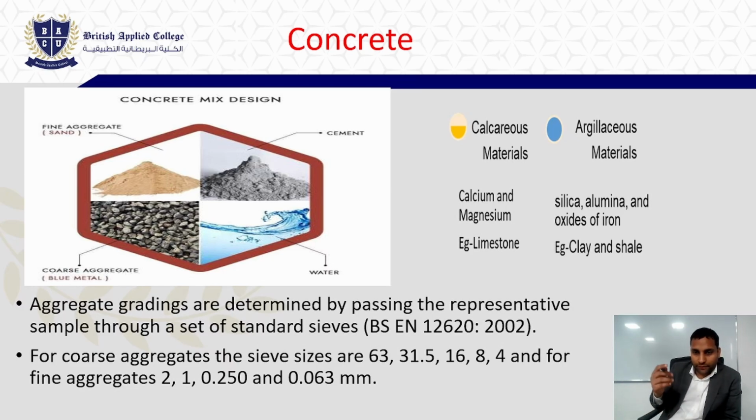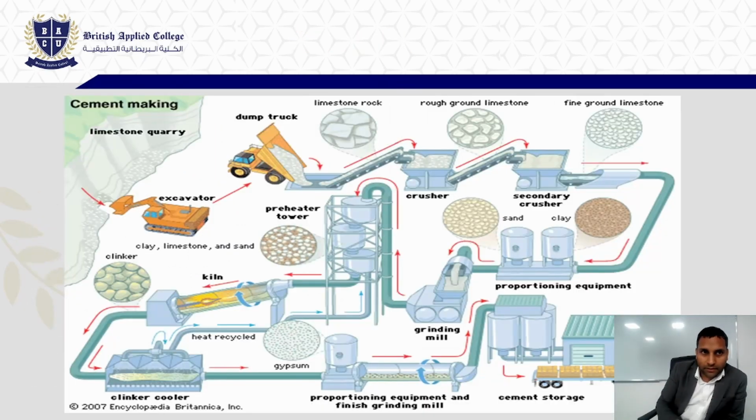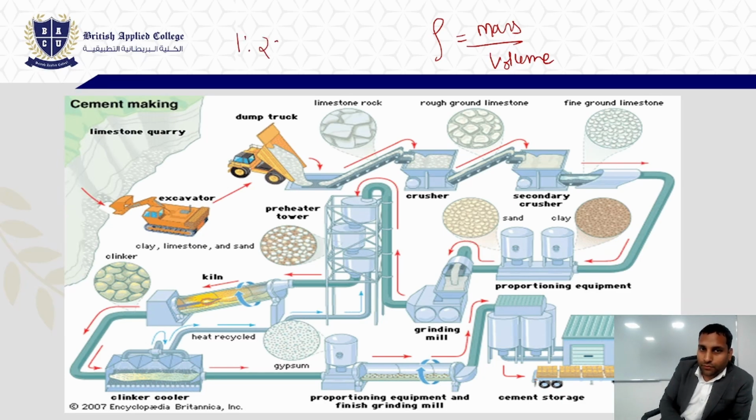I will write it on the screen, just you can see. Density rho is nothing but mass by volume. Previously, using your mix ratio, that was 1:2:4. 1 was for cement, 2 was for sand and 4 was for aggregate.